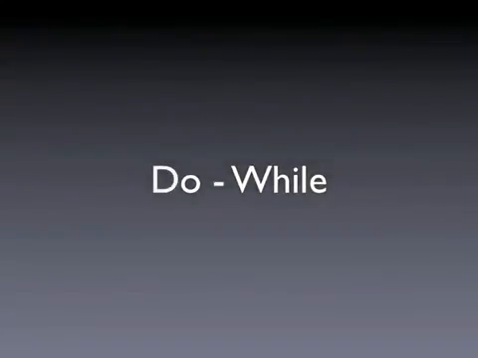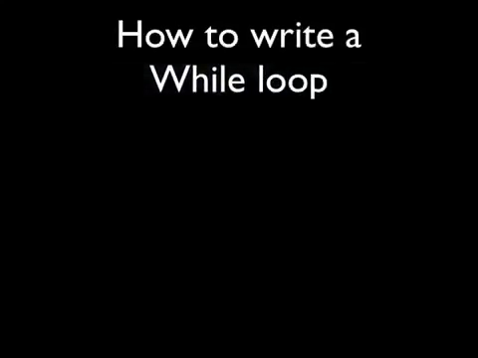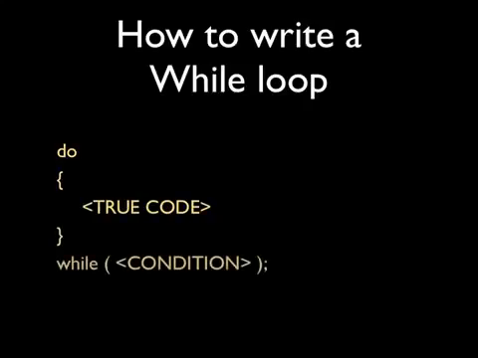So now we look at the do while loop. How to write a do while loop. We start out with do, we open the bracket, do our true code, whatever that may be, close the bracket, then we have a while condition on the end there. So this time the while condition is actually at the very end. It's the last thing we do.